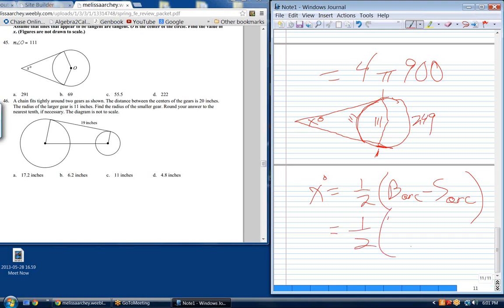So 249 minus 111, divided by 2, so 69. Yep. And that's how you do that problem. You have to apply two different geometry principles. The number one geometry principle is that if you have a 111 degree angle there, this arc is 111 degrees. Number two is, you know, it has to add to 360, and then you need this formula also. All right, let's stop there.